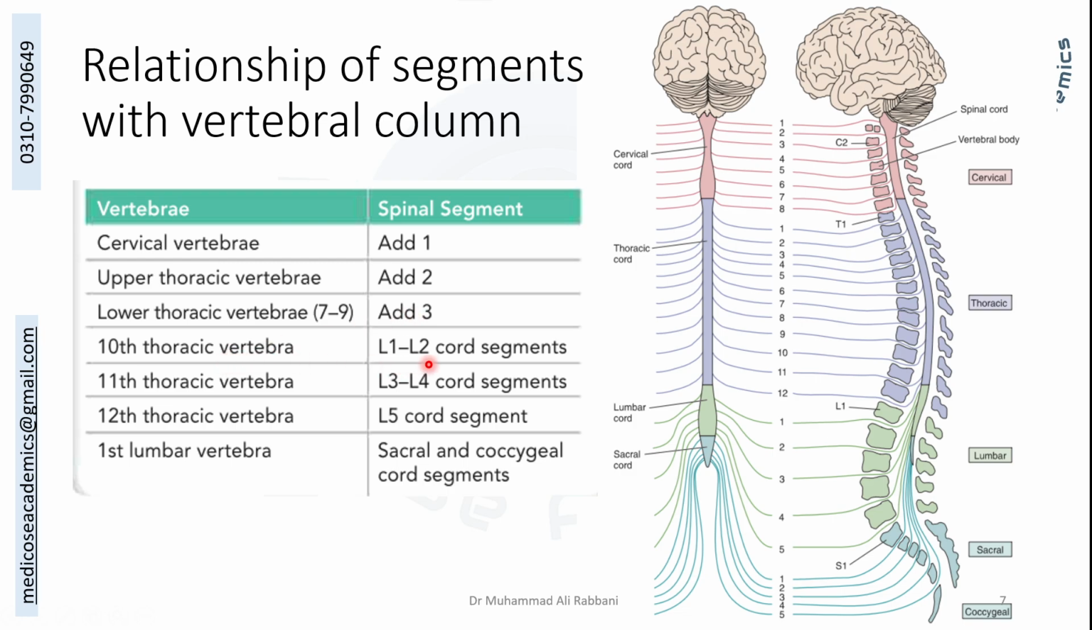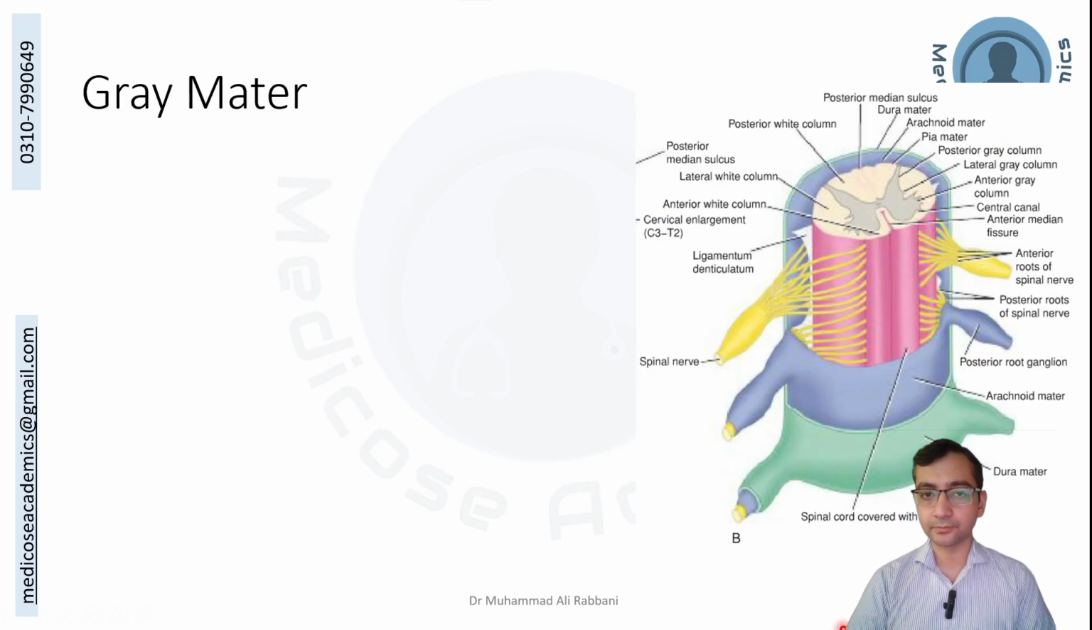For the 11th thoracic vertebra, L1 to L2; for the 12th thoracic vertebra, L5; and the first lumbar vertebra will lead to the damage of coccygeal and sacral segments. So this information ideally you should keep in mind so that you can answer when a person comes to you with trauma, and you can estimate which spinal segment will be damaged.